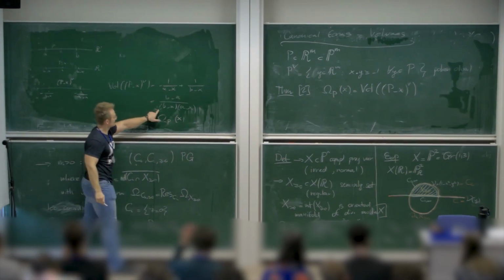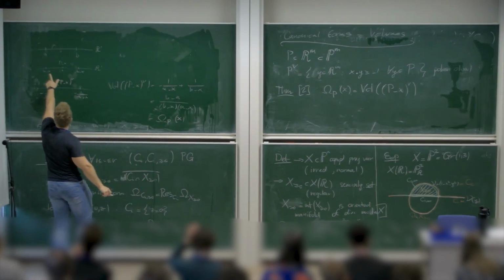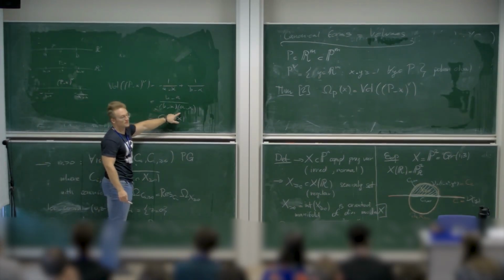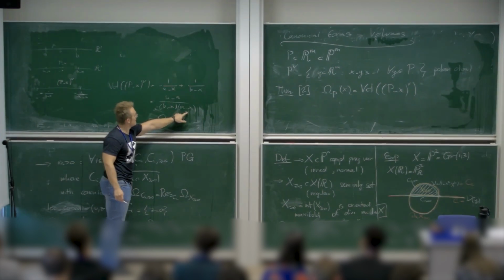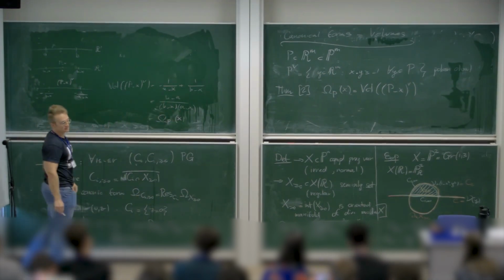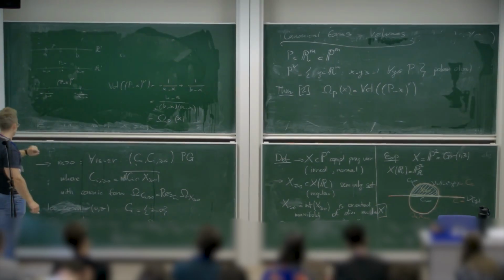Why? Because it has exactly the singularities at A and B and the correct residues. If I take the residue over here, say on A, I get 1. So this is really the canonical form of the interval.